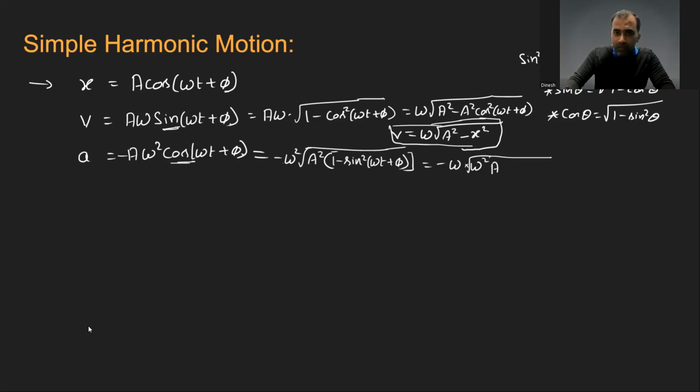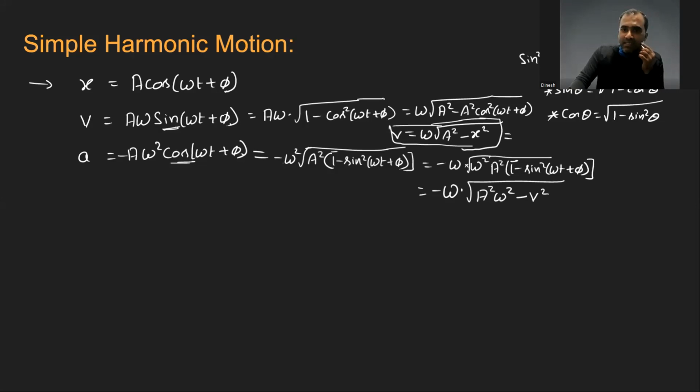This is A square into 1 minus sine square of omega t plus phi. Observe carefully. So it is minus omega into under root of A square omega square minus, what is A square omega square sine square? It is V square. See here, easy. Okay, follow.